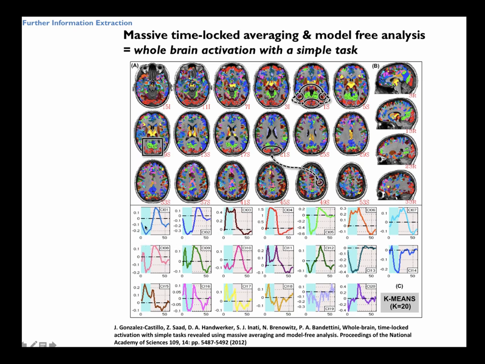If you time lock it, average together, and then use simple clustering, this is hierarchical clustering to group those patterns together, the whole brain, all the gray matter essentially, is active. It's all doing something, either responding transiently at the beginning, transiently at the end, negative signal changes, then positive signal changes, and so on. So if we have more sensitivity, all this transient, interesting activity could come out. It's all there, and it's all real brain activation. It's just a matter of pulling it out.